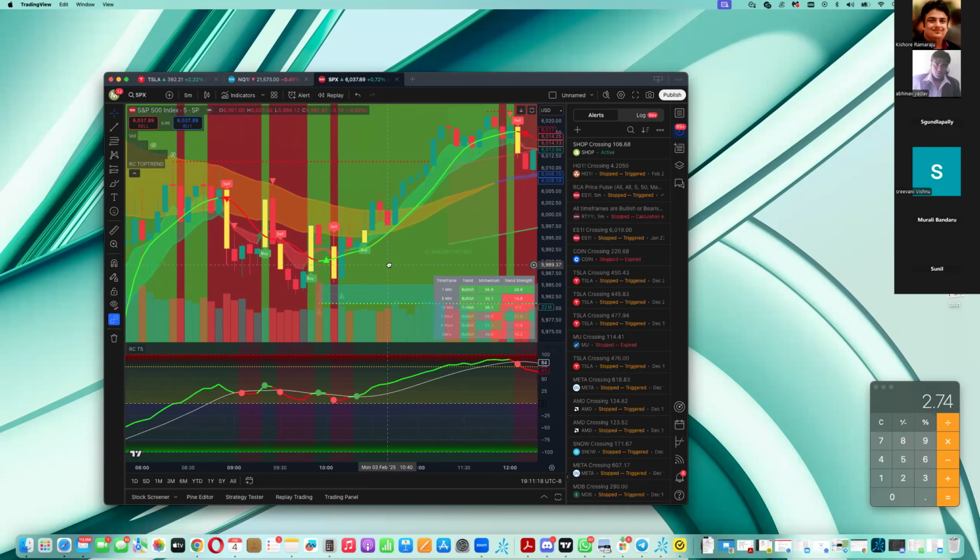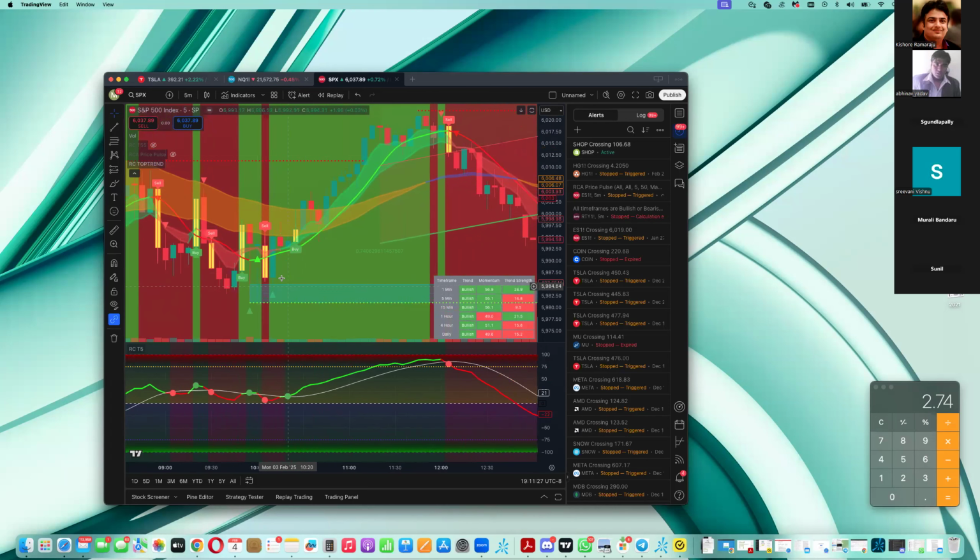So all we need is to wait for that support or resistance. When it comes to the support level, it will go up. You have strong support and also the pivot support. Two supports are there at that point.